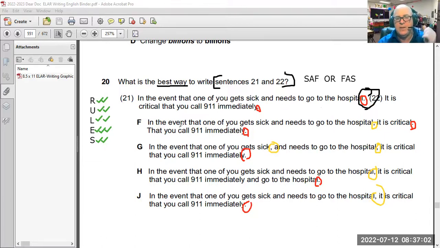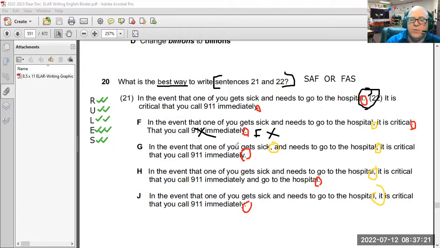Capital. In the event that one of you gets sick and needs to go to the hospital, comma, it is critical, period. That you call 911 immediately, because that's a fragment. I would eliminate that choice.